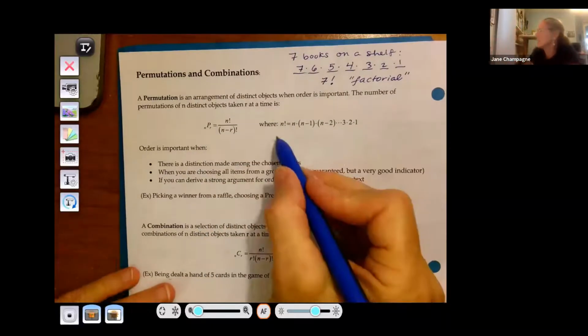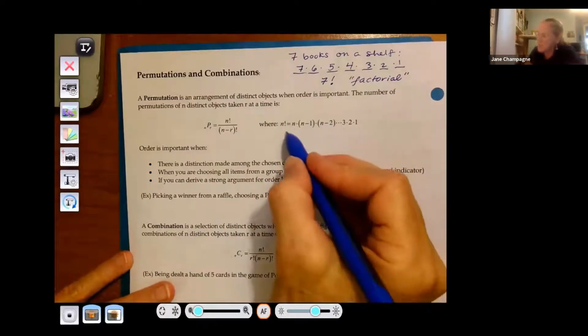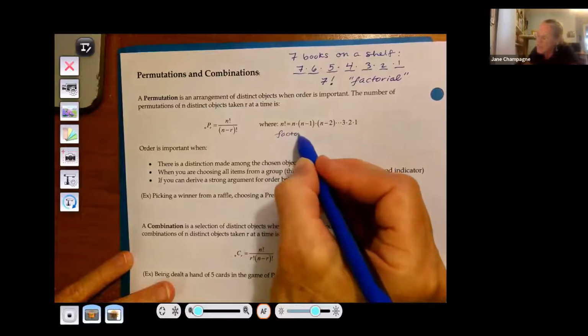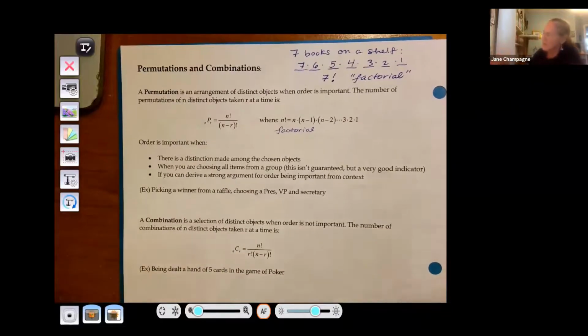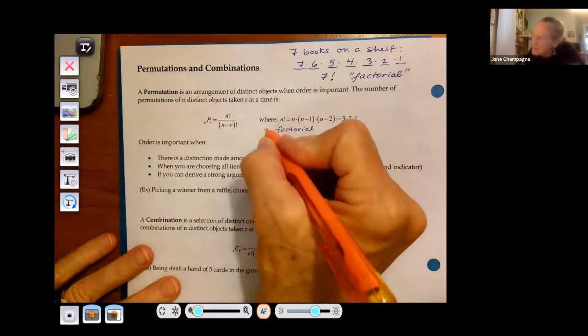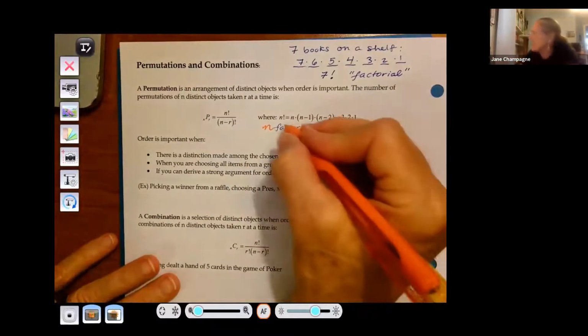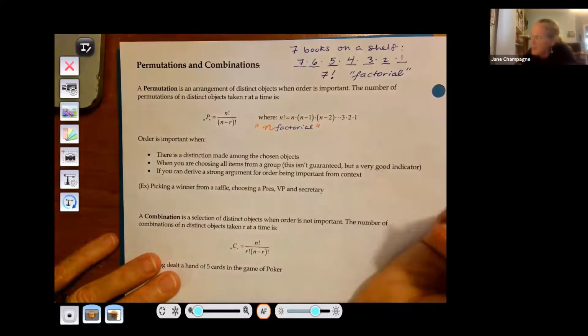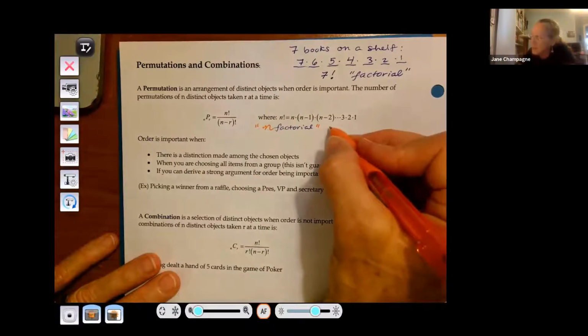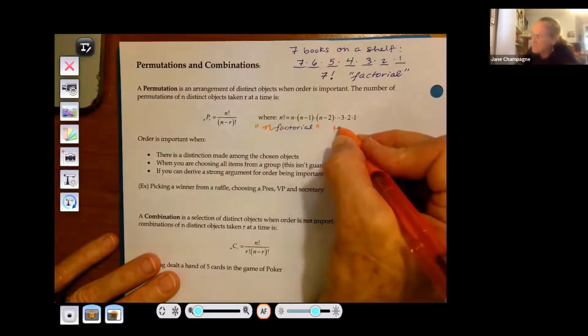All right, here they give the factorial formula here. But this is on your calculator. So n factorial is n exclamation point. And this is on the calculator under the math button.